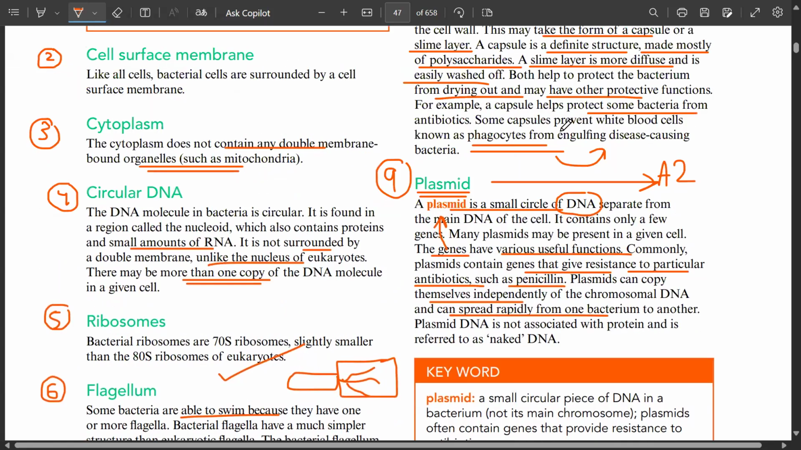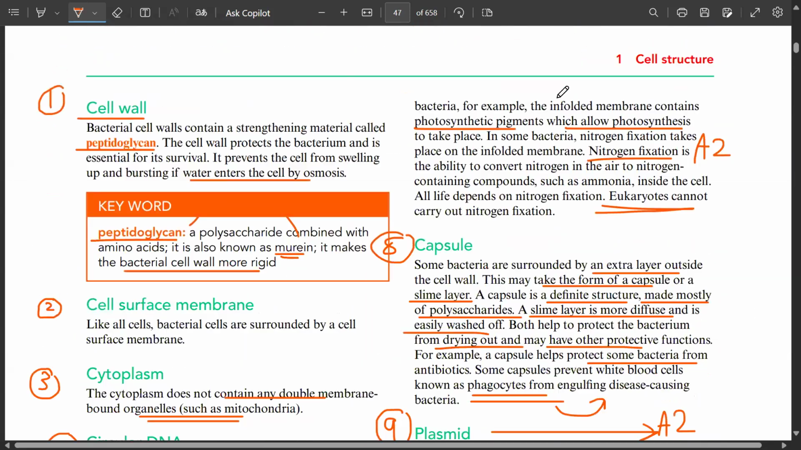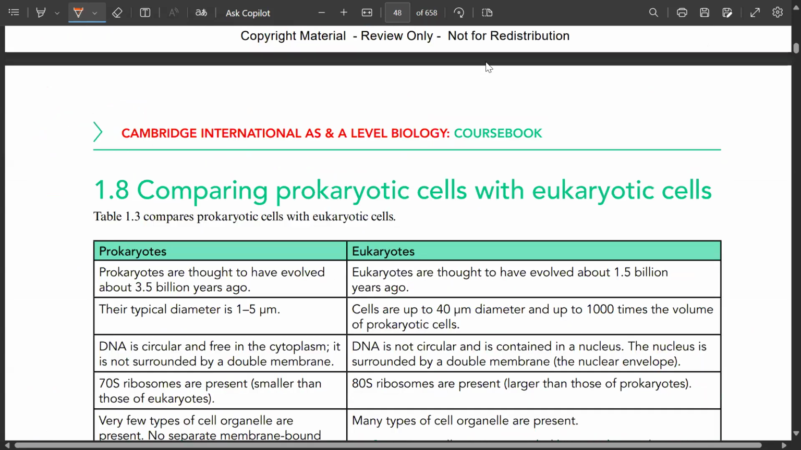Yeah. Are the 10 structures of bacteria clear? You're going to write them all today in one liner. You have to explain them all to me in the class and you have to write them down as well. Let me show you a differentiation between eukaryotic and prokaryotic cells. Okay, where is it? Yeah.